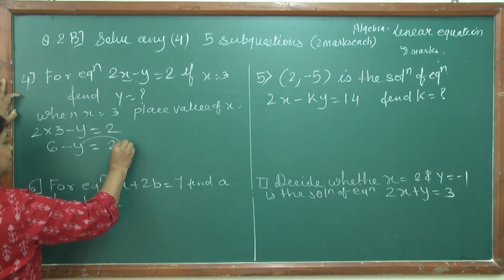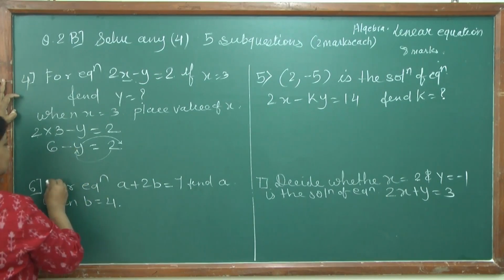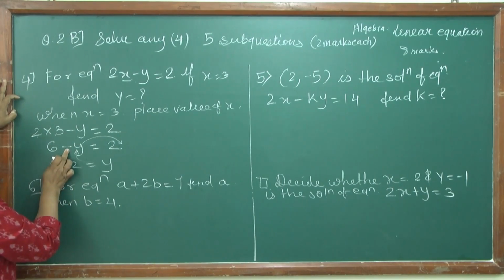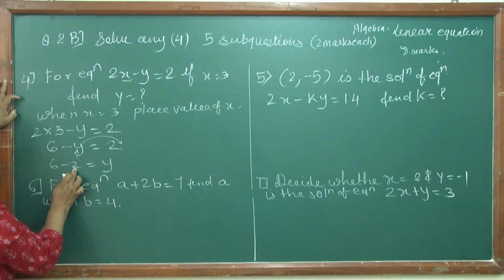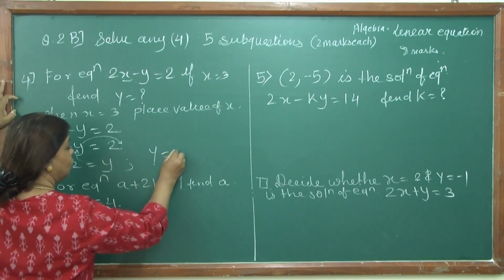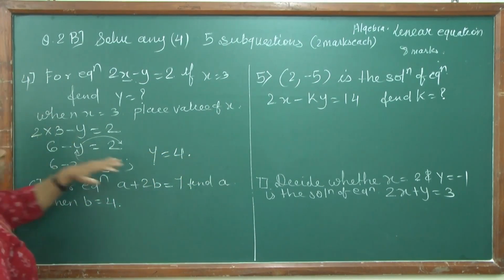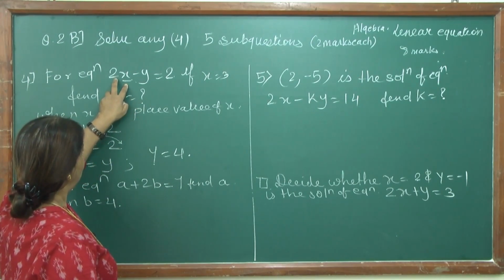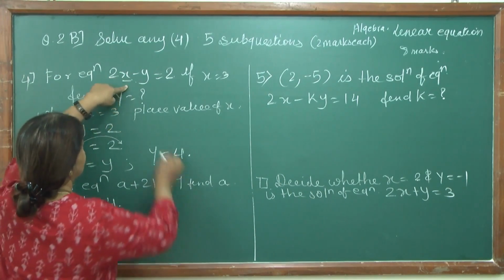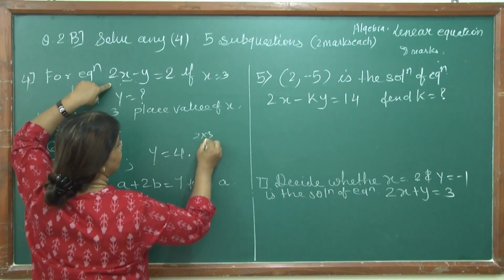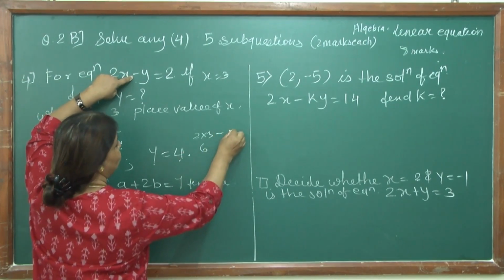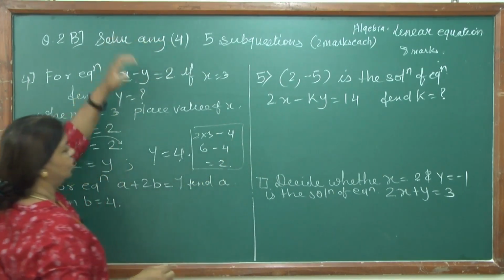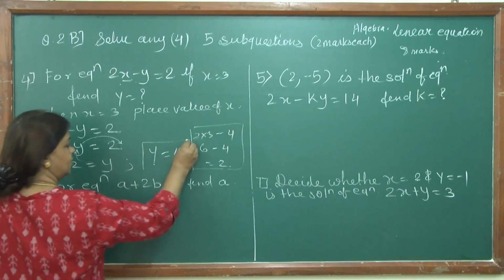Now minus y will come here and 2 will come here. So 6 minus 2 is equal to y. Y was minus, it became plus. So 6 minus 2 is 4. So y is equal to 4. You want to check whether your answer is right or wrong. 2 into 3 is 6, minus 4, which is equal to 2. So we got 2. So y is equal to 4 is the correct answer.